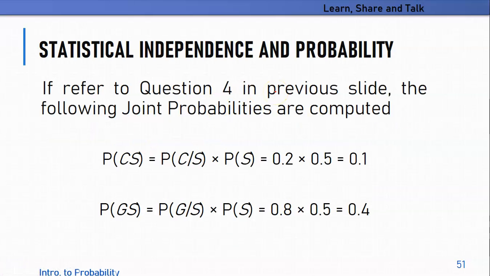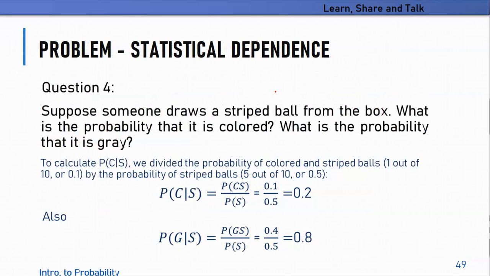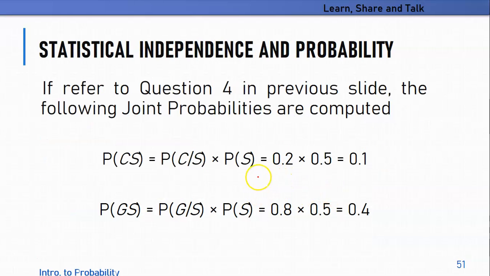If we refer to the question which we were already doing, question number 4, we have to find the joint probabilities. The question was: suppose someone draws a striped ball from the box, what is the chance that it is colored and what is the probability that it is gray? When I tried to find the chances of having a colored ball given that it is striped, the conditional chances were 0.2. So if I simply multiply this 0.2 by the chances of having a striped ball, that is 0.5, I can get the joint probability. It's the same thing: I multiply 0.2 by 0.5 and the answer is 0.1.